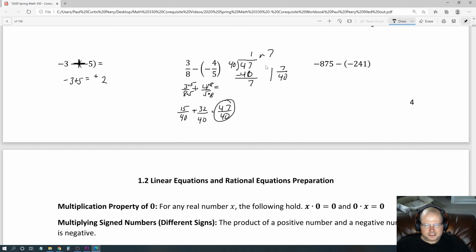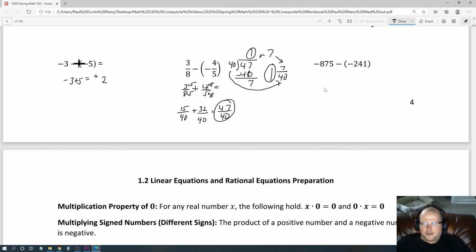That's how you turn it into a mixed number, right? So the whole number part becomes your whole number, right? That's where I get this whole number right here. And the 7, the remainder, becomes your new numerator, and the denominator does not change. So the denominator does not change, right?